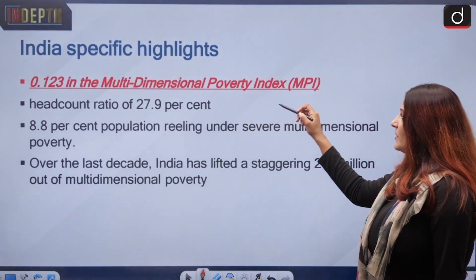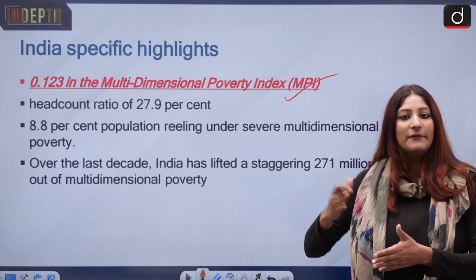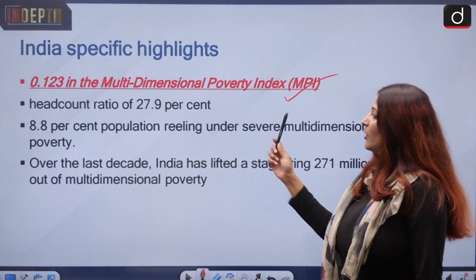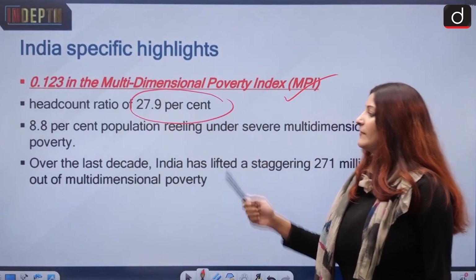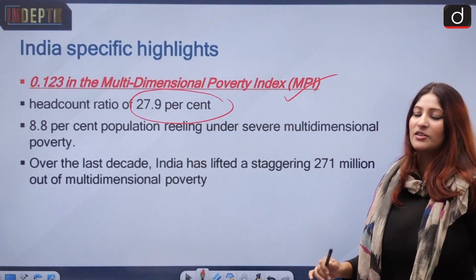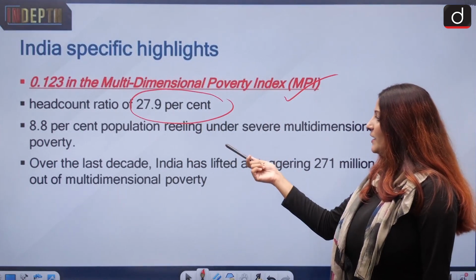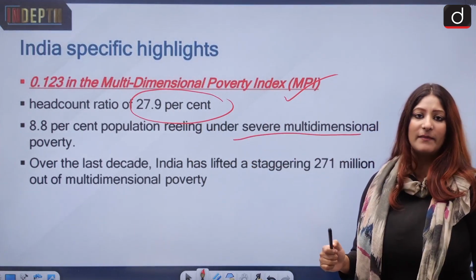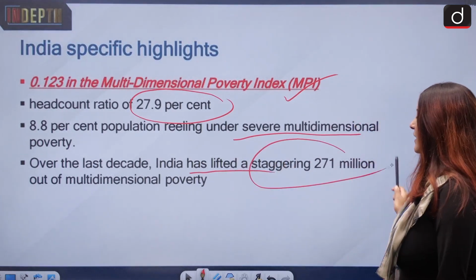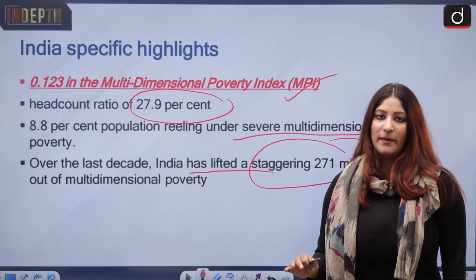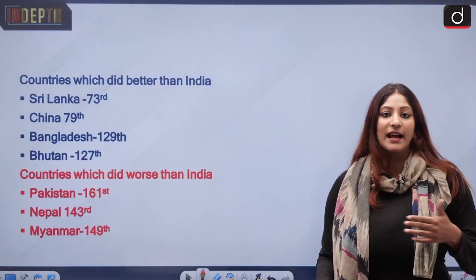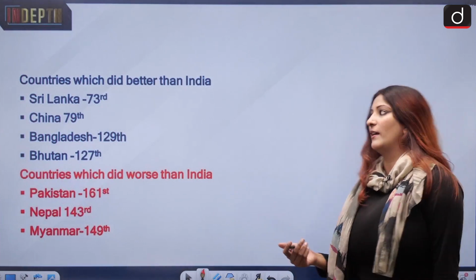Now, the multidimensional poverty index, which gauges poverty in different sections, not only in one section, is 0.123. The headcount ratio is at 27.9%. These many people are poor in the multidimensional poverty index. 8.8% of the population is reeling under severe multidimensional poverty. Over the last decade, India has lifted a staggering 271 million out of multidimensional poverty. This is one of the good points. But if we do not undo the things that are occurring because of the pandemic, we can slide back.